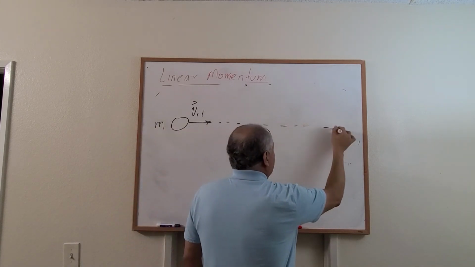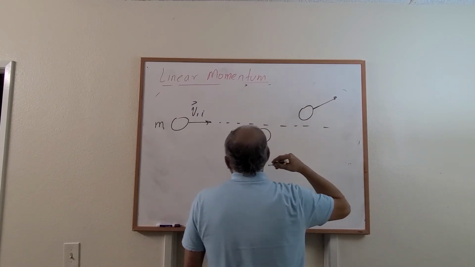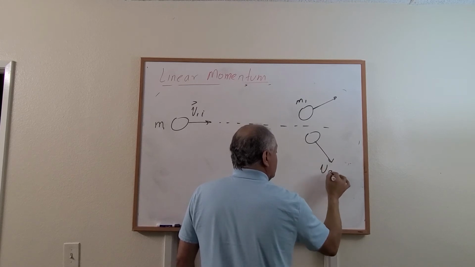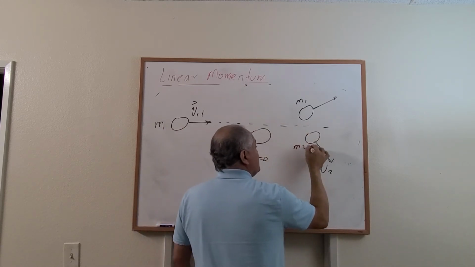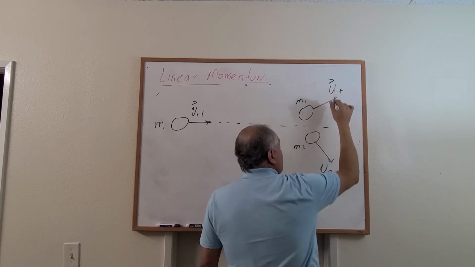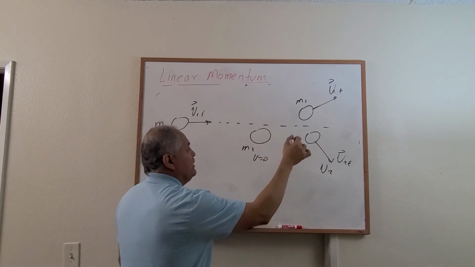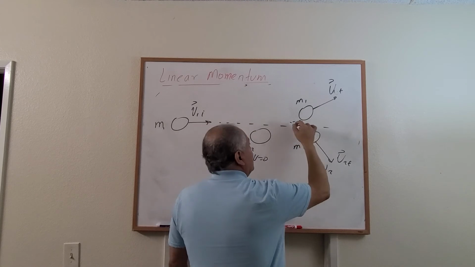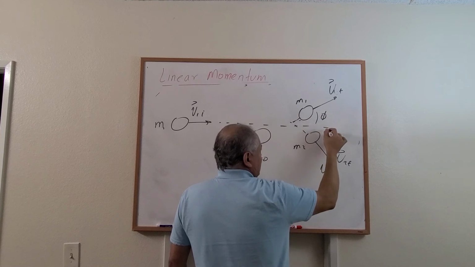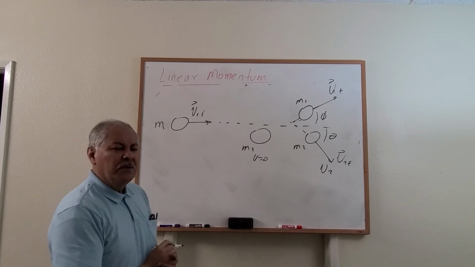Well, when they collide, it's found that later, let's say m1 goes in this direction and m2 goes in that direction. This is m2, this is the final velocity for particle 1, and this is the final velocity for particle 2. Imagine that this is the angle for 1, theta, and for 2 it's going to be phi.